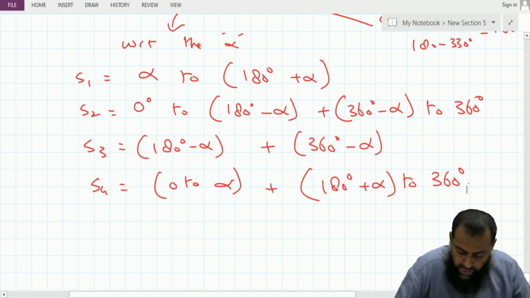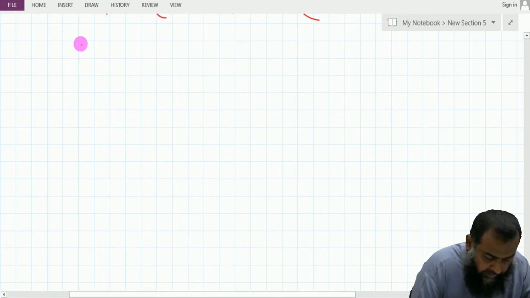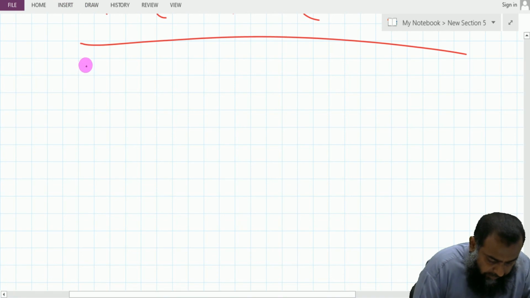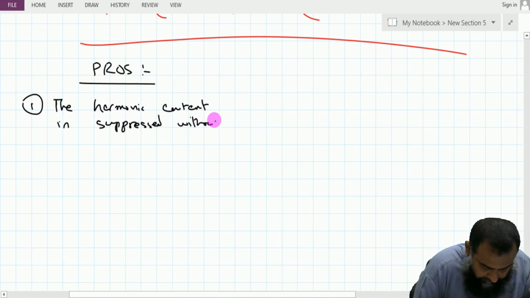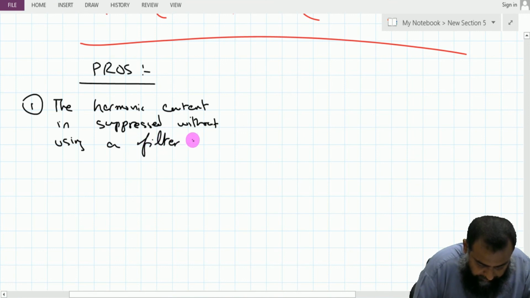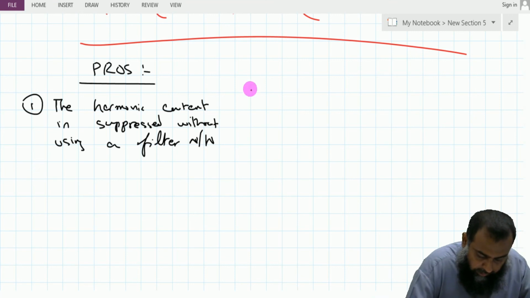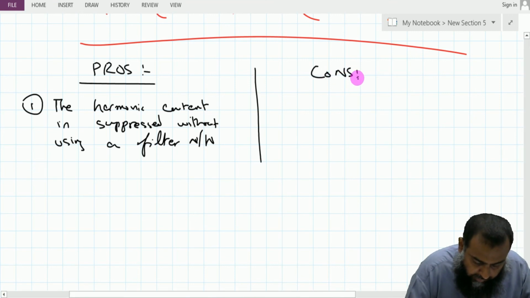But let us first of all summarize this particular Quasi Square wave inverter. So we have the pros here. What is the pros? The number one is that the harmonic content is suppressed without using a filter network. This is the advantage. Rest, it suffers from all the cons of a square wave inverter.